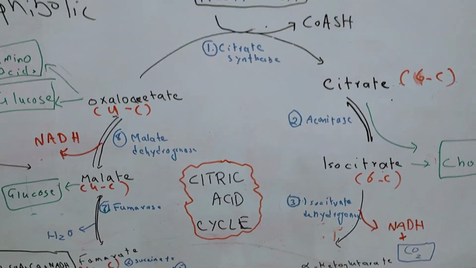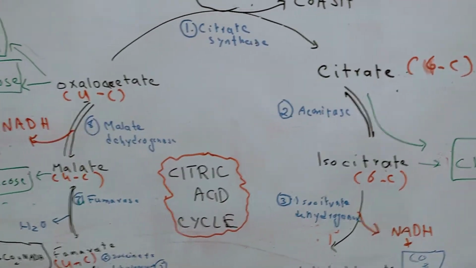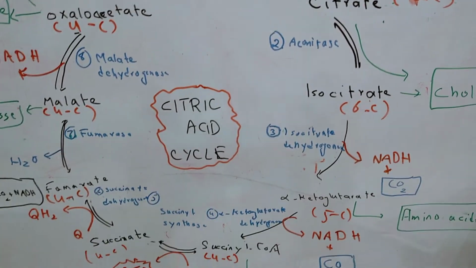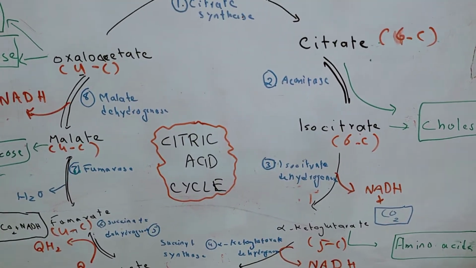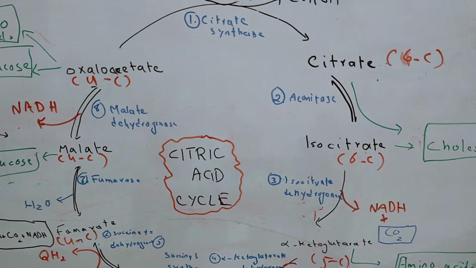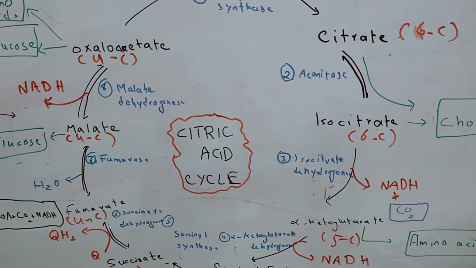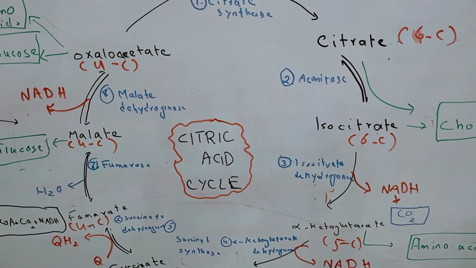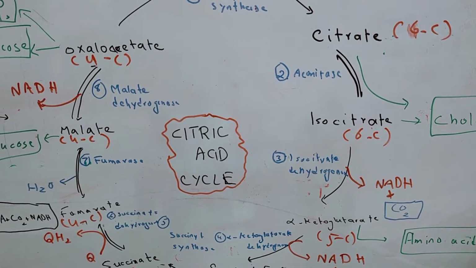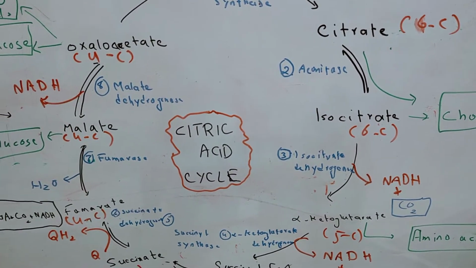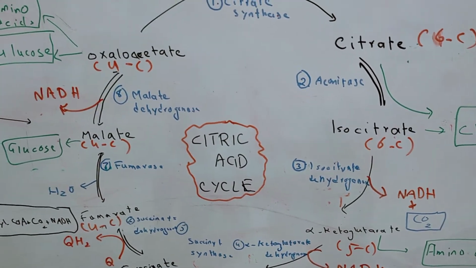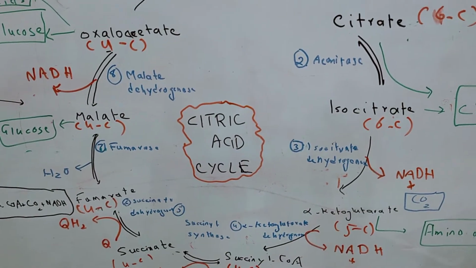Once citrate, which is a 6-carbon compound, is produced, it will be converted into isocitrate. Now isocitrate is an isomer of citrate, and the enzyme involved here is aconitase. During the conversion of citrate to isocitrate, another intermediate, aconitate, is also produced. So that's why the enzyme involved here is aconitase.